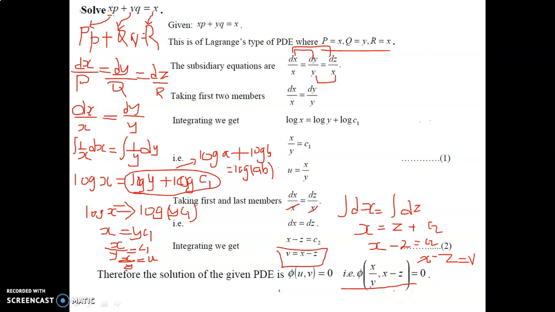The first step is we need to identify capital P, capital Q, capital R. The second step is we need to form the subsidiary equation. The third step is that we have to take any two ratios and try to solve the functions in terms of u equal to a and v equal to b, and write the function phi of u comma v equal to 0. This is for the first sum.